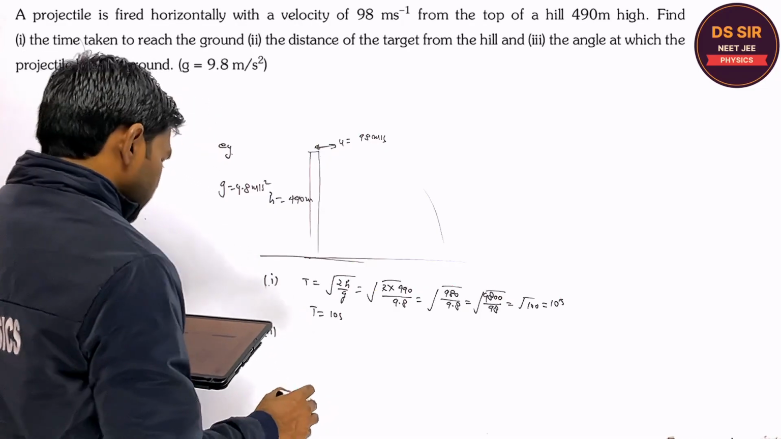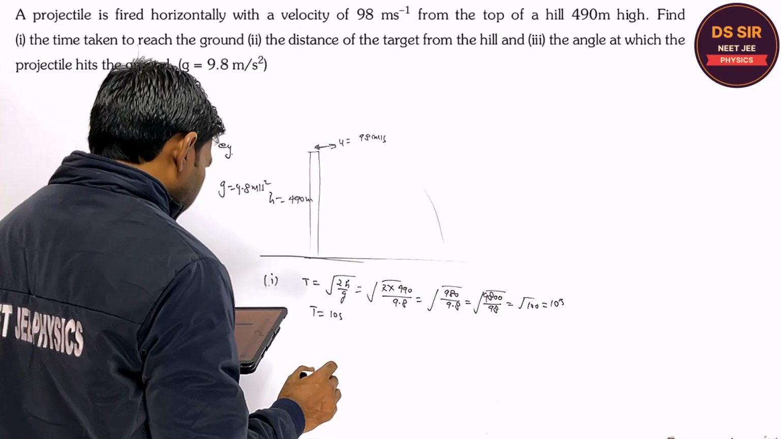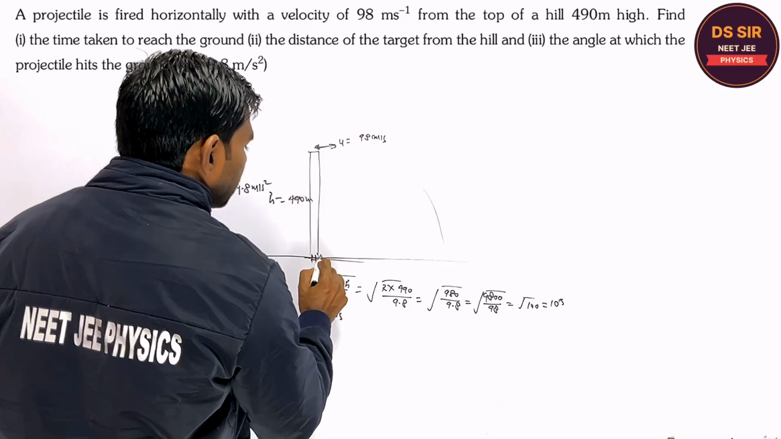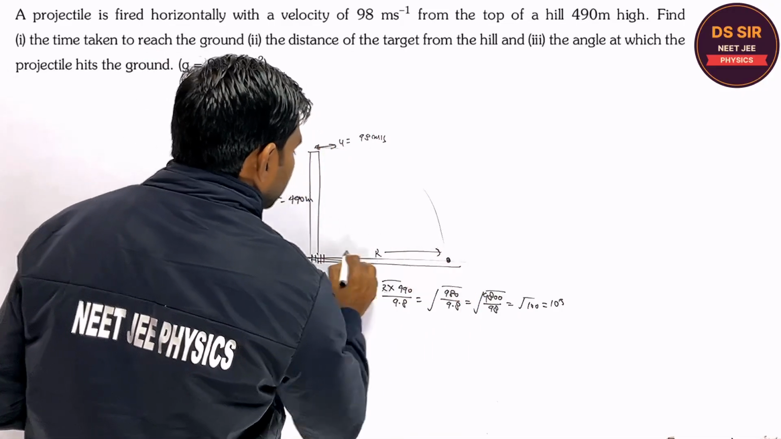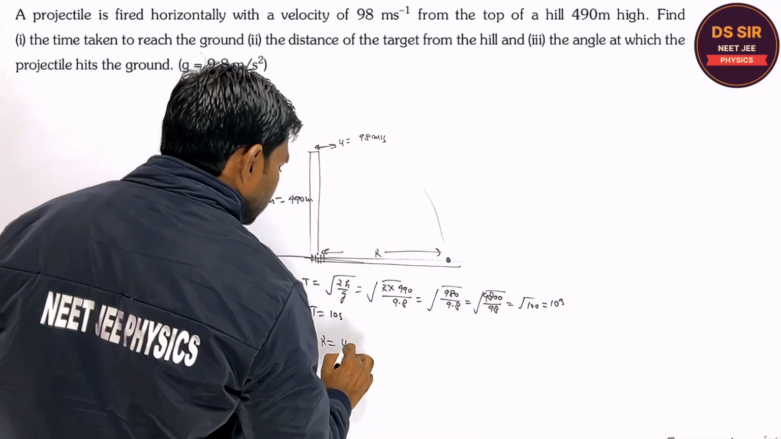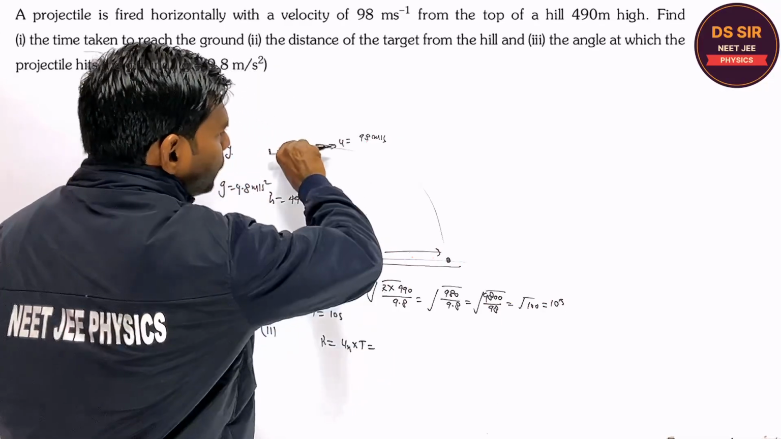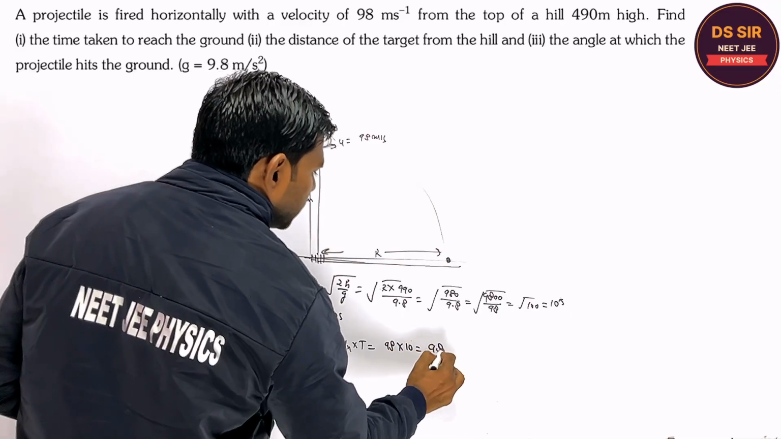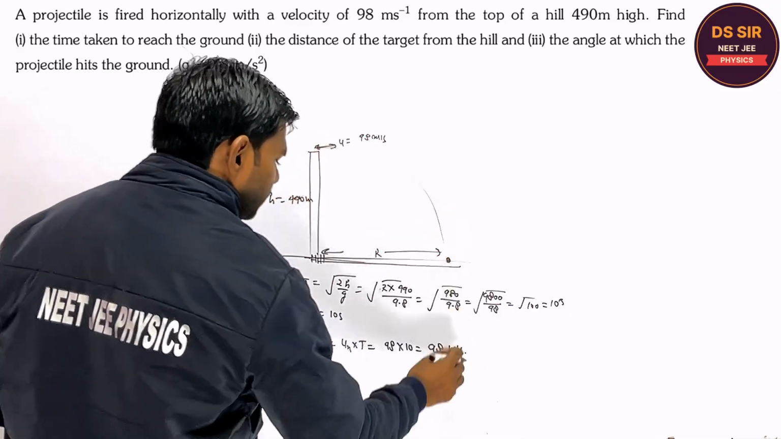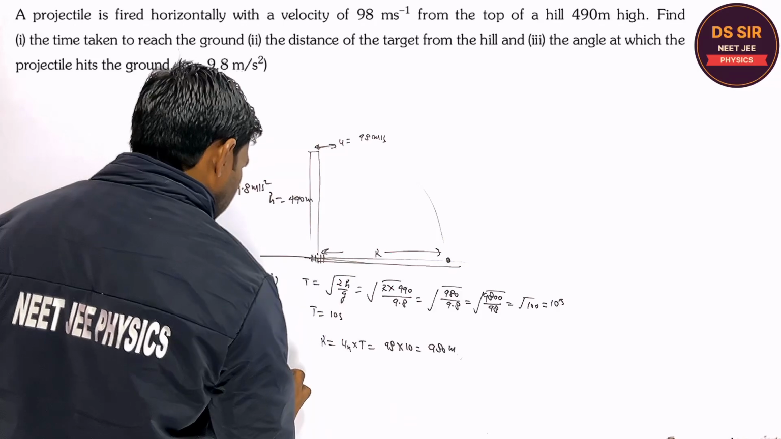The second thing is the target distance from the hill. Suppose this is the hill, and this distance is the target, the range they are asking. So what is the range? Say ux into total time. The velocity is 98 and the total time is 10, so 980 meter is the horizontal range.